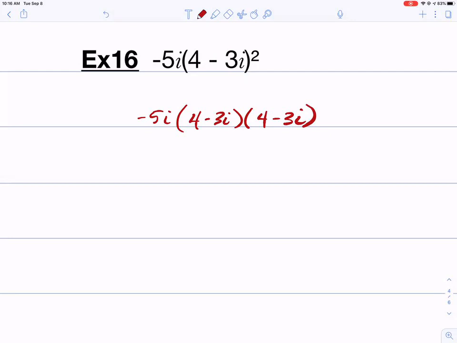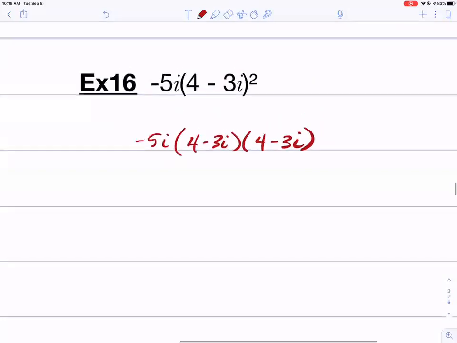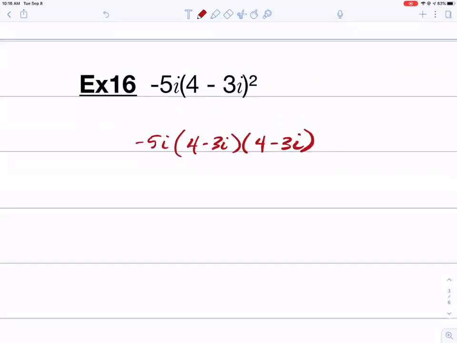Squaring is multiplying. Multiplying two binomials says I have to FOIL. So for those of you whose brain is saying, well, Miss Roberts, can't I just pass out that square and make this a 16 minus 9i squared? Keep that in your mind. Let's see if you and I come up with the same answer. All right, I say we're going to FOIL. So negative 5i. What's firsts?